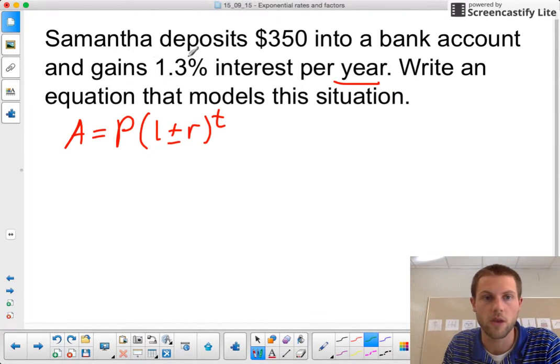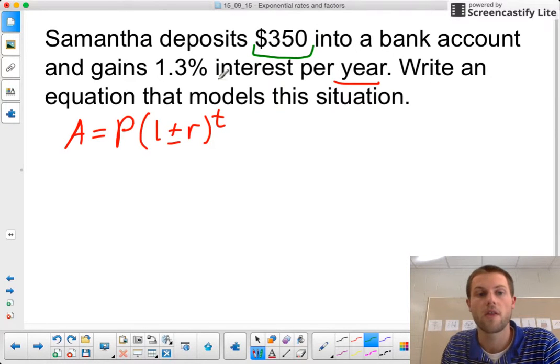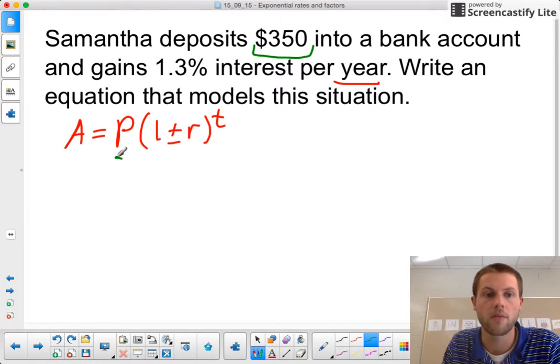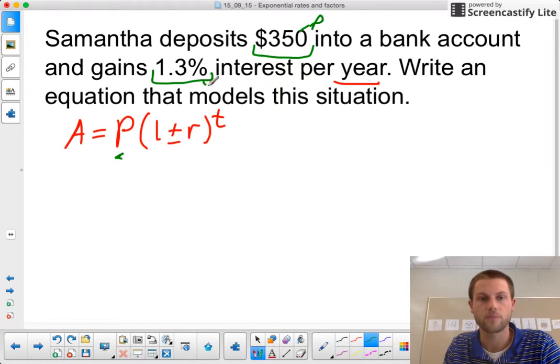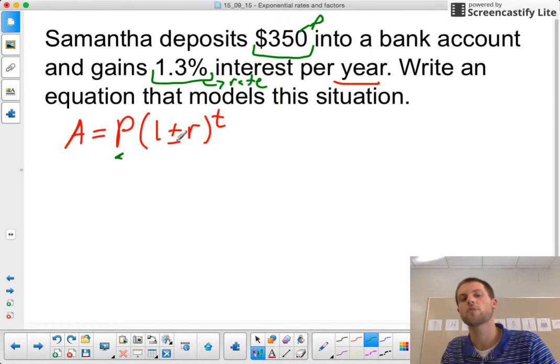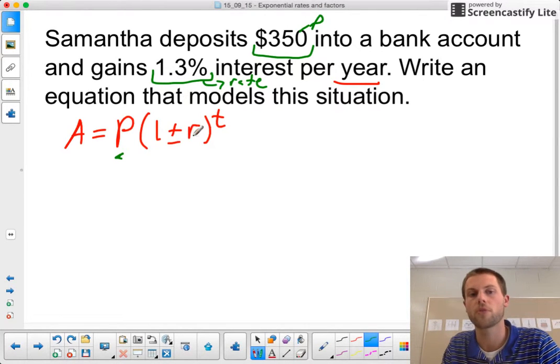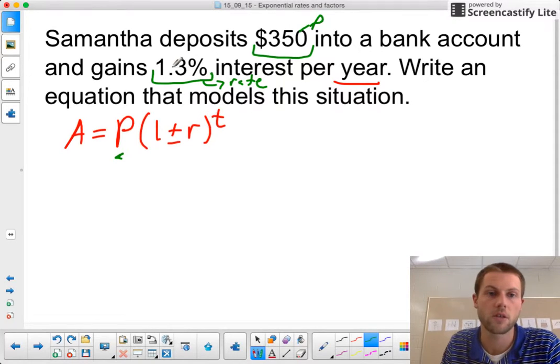So we have Samantha here. She's depositing $350 into a bank. That's looking like that's going to be my P. That's an initial value. Then next piece of information here, I see a 1.3%. That's going to give me my rate. And I have to do a little bit more of this before I just stick 1.3 into my R, but that's going to end up moving in here somehow. And that's really all that I can gather so far.